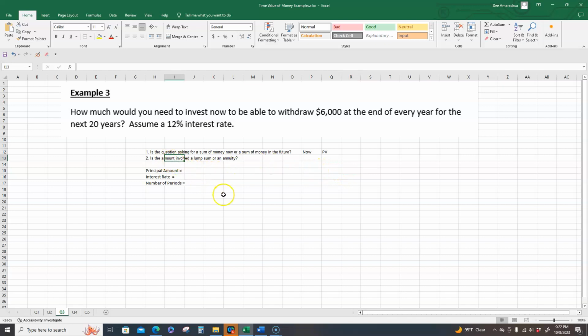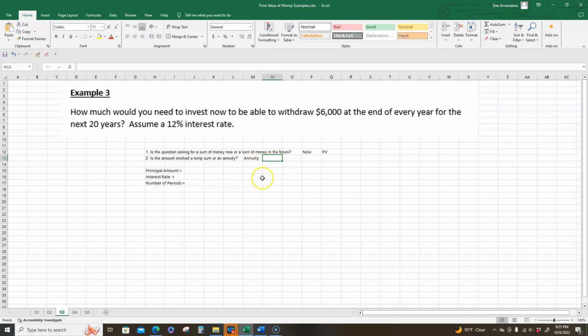Next question is the amount involved a lump sum or an annuity? Is this going to be one sum that we're going to withdraw or a series of equal sums? It says we're going to be withdrawing $6,000 at the end of every year for the next 20 years. So it is an annuity. It's a $6,000 annuity.